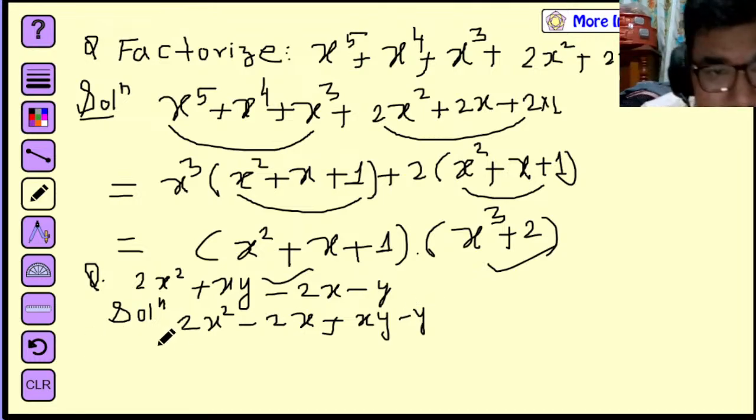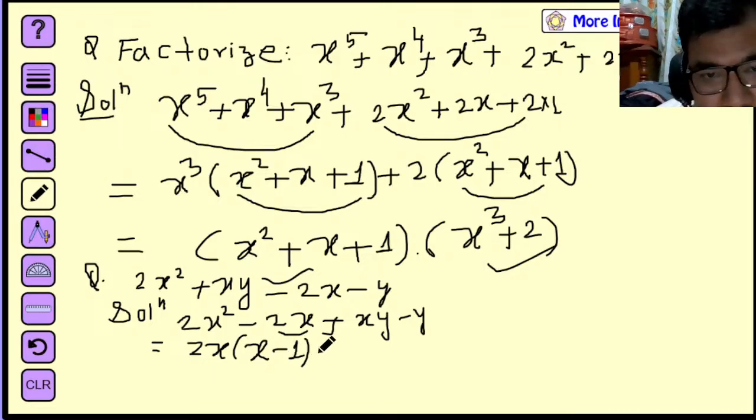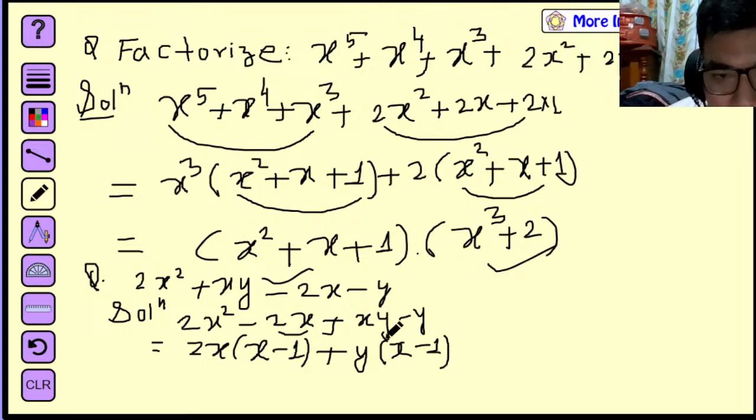Now see here, if you take common, what happens? Here is 2x, here is also 2x. Take 2x common, but here was x square, so x remains, and in the second term everything is gone common, so 1 only remains, minus 1. And in these two, y is common. If we take y common, then x minus 1 remains. Here y was there, y common gone, then 1 remains, because in front of this y there is 1 as the coefficient.